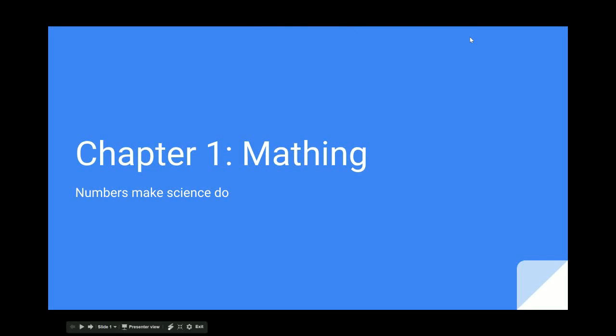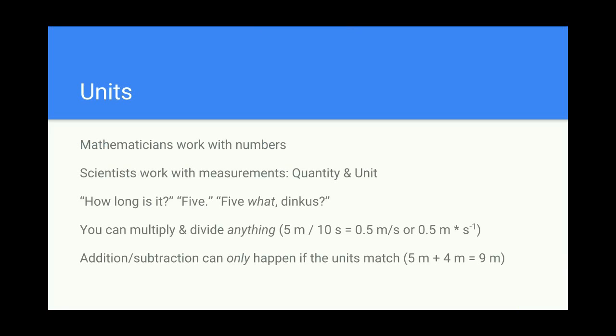Right, this is lecture 2, where we're going to be talking about numbers and a little bit about math. Mathematicians work with numbers. Scientists work with measurements. A measurement is both the quantity and the unit. So when you measure something, it's not just 5, it's 5 meters long, or 5 grams of mass, or something like that. The measurement is both of those things at the same time.